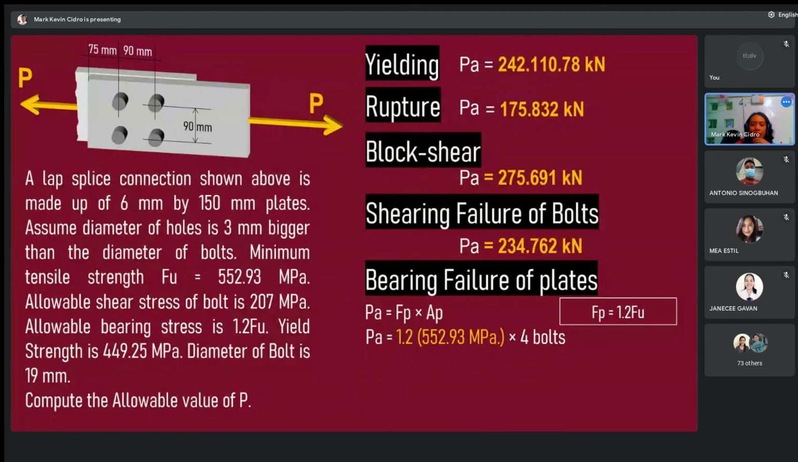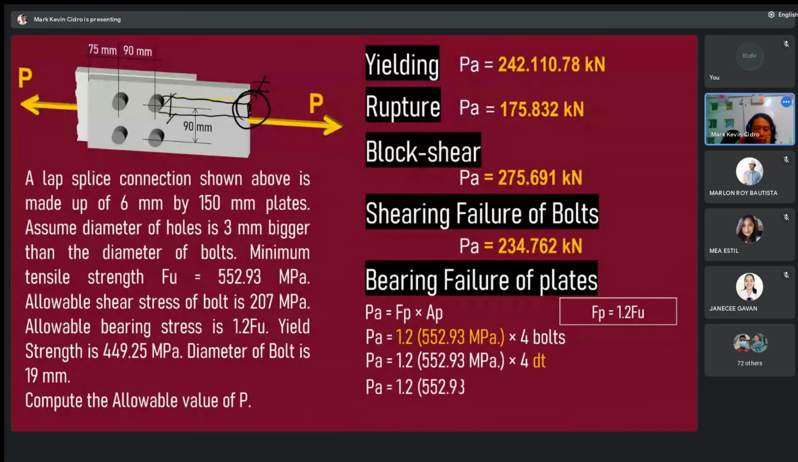Question: what area will we use? The thickness of the plate multiplied by the diameter of the bolt. Very good. If you project it, this is the projected area. That is equal to the thickness of the plate times the diameter of the bolt. Since there are 4 bolts, multiply by 4.